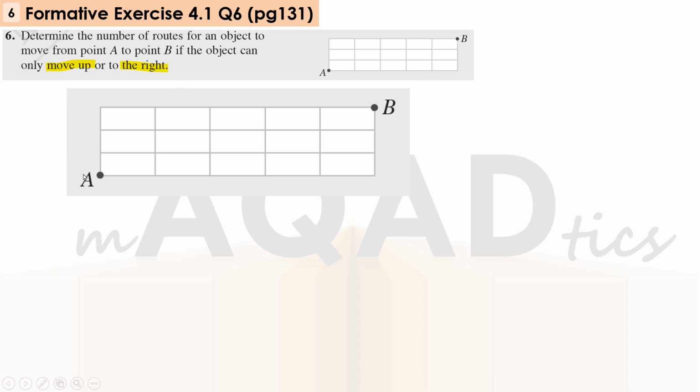So let's say we are in point A, and then let's go up first, alright? So we go 3 units upwards. Then from here, I want to go to point B, so I go to the right by 5 times. 1, 2, 3, 4, 5.